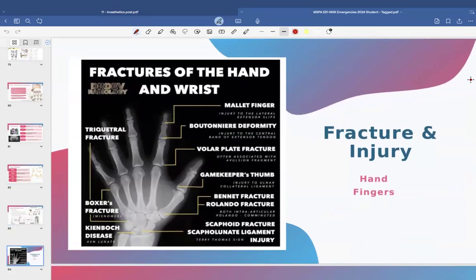Fractures of the wrist and the hand. This is a nice little summary, four different pictures that you're going to see. Boxer's fracture, again, think of it down here, one of the most common in that area. When you are thinking about your scaphoid, think about avascular necrosis.